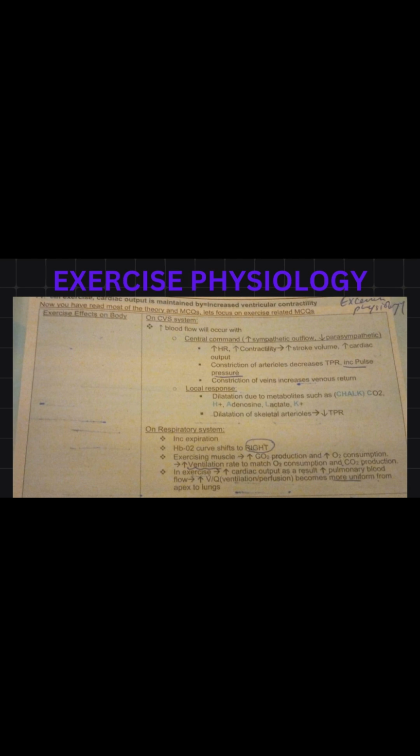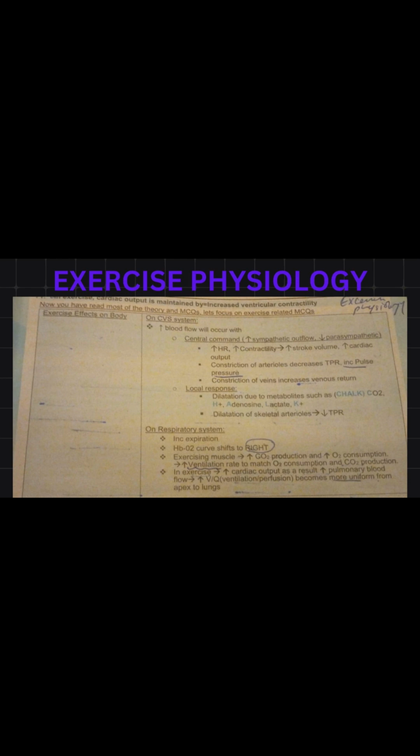On the CVS system, the central command is going to increase the sympathetic outflow, and there is going to be a decrease in the parasympathetic. So simply, there is going to be an increase in heart rate, increase in contractility, and an increase in the stroke volume and the cardiac output. It is also going to cause a constriction of the arterioles, and that is going to cause decreased total peripheral resistance, and that is going to cause an increase in the pulse pressure.